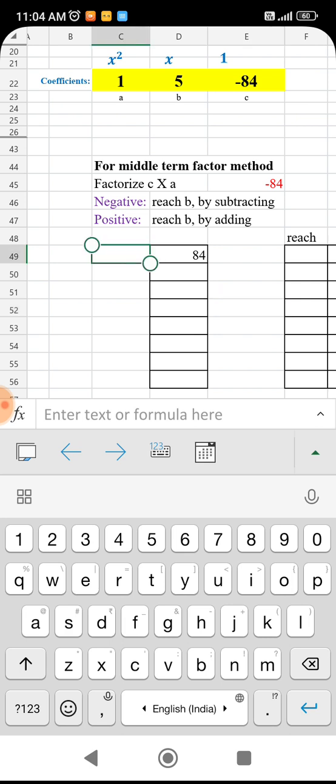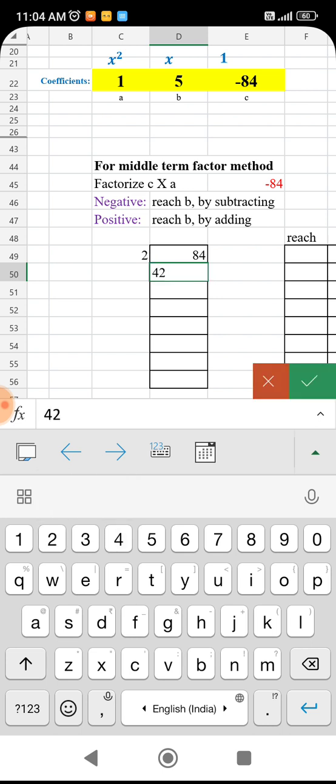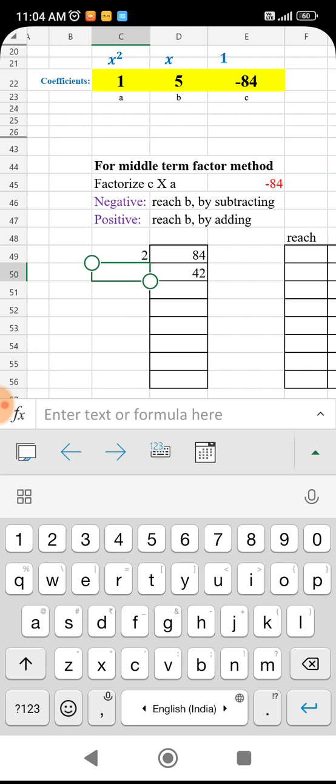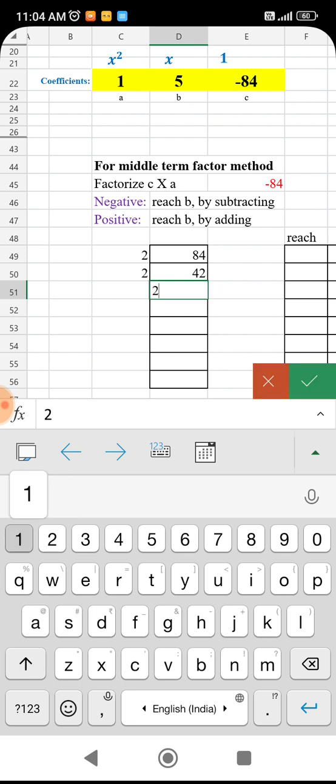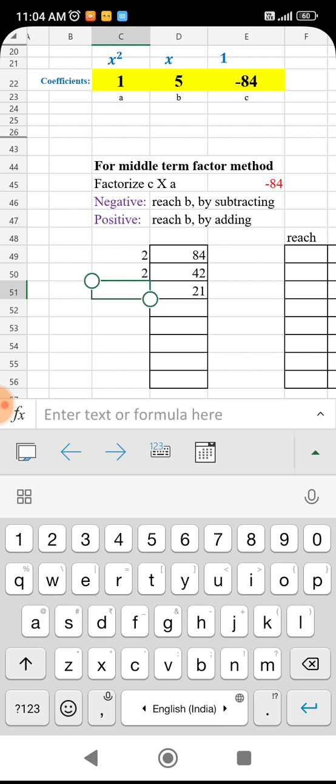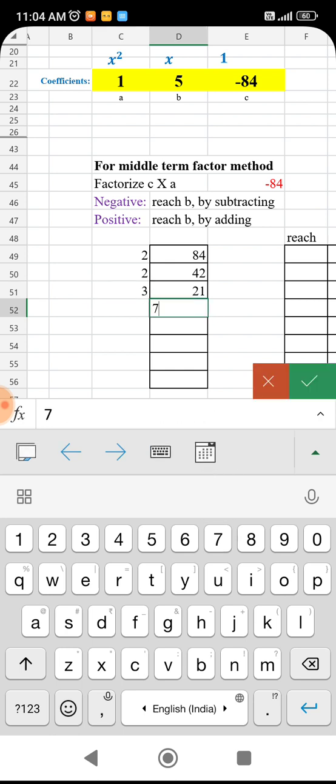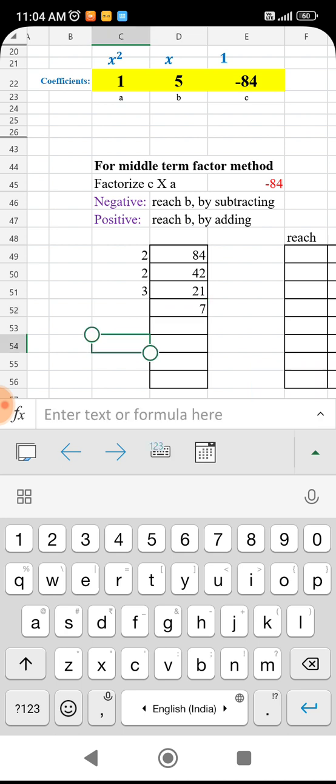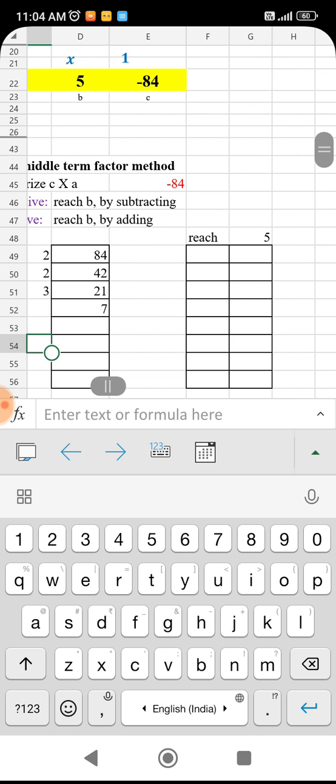First we have to factorize. We will factorize this by 2 first. It will be 42. Next once again 2, it will be 21. Next once again factorize, this is 3, it will be 7. Done. No more possible.